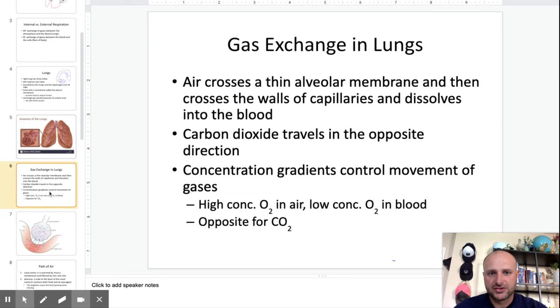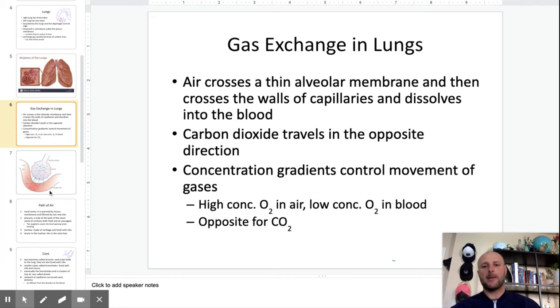So how does gas exchange actually happen? Well, it happens at the alveolar membrane. The outside space of each alveoli is next to some capillaries, and capillaries are small blood vessels, if you remember, and that's where the oxygen dissolves in or the carbon dioxide dissolves out. And it does dissolve.